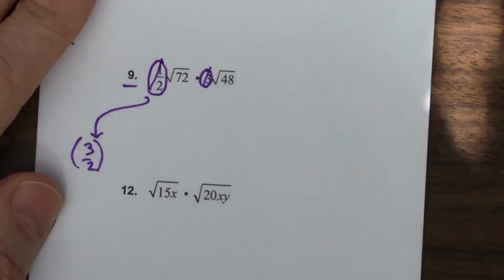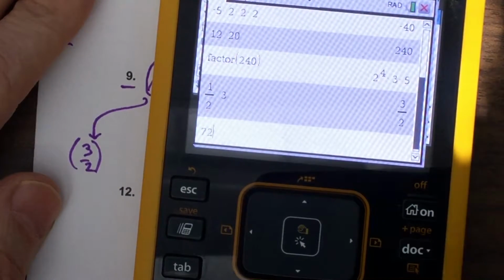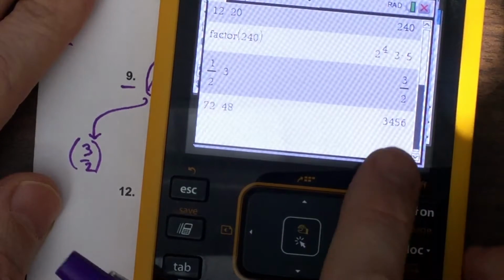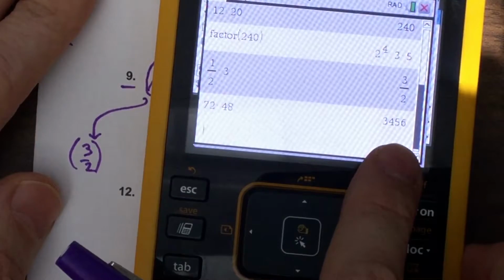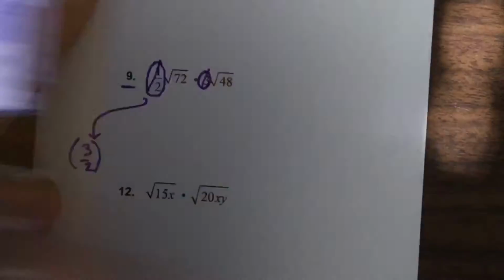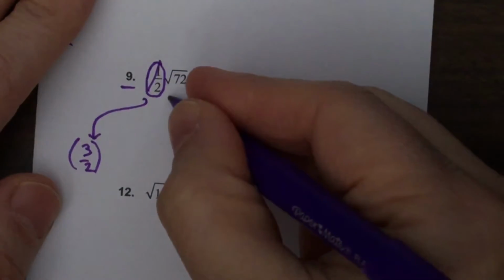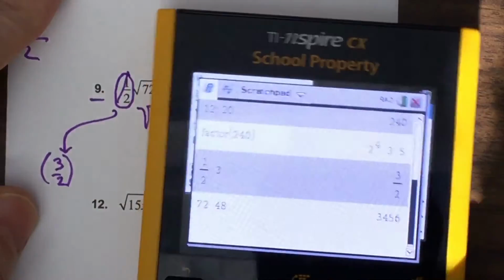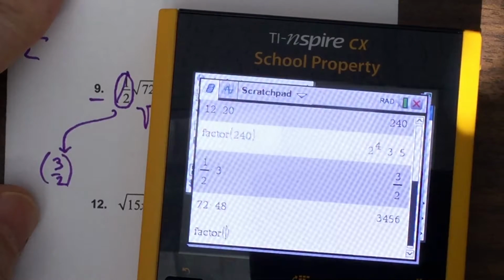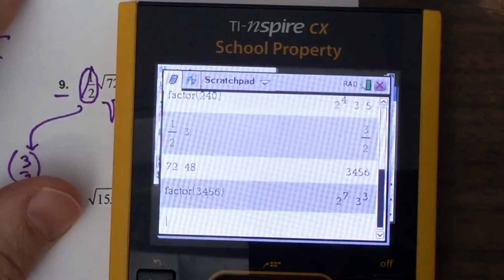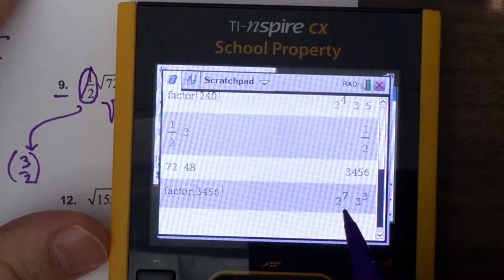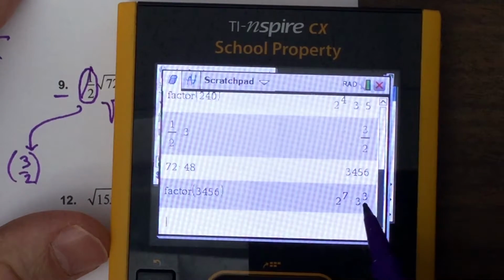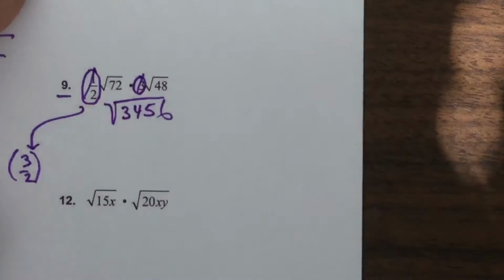72 times 48 gives me 3,456. So inside the radical I have 3,456. I need to get the factors of that big number. So I go to my factor screen, 3,456. Okay, it breaks it down to its core factors. I have 7 2's times 3 3's. I'm going to go ahead and write it out.